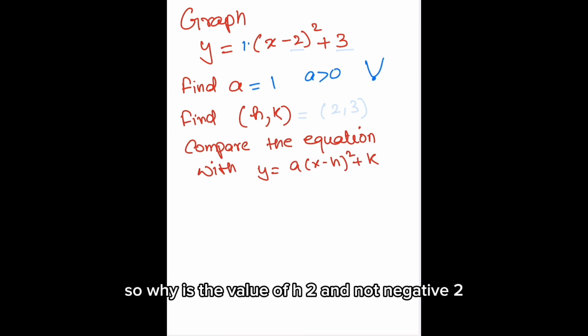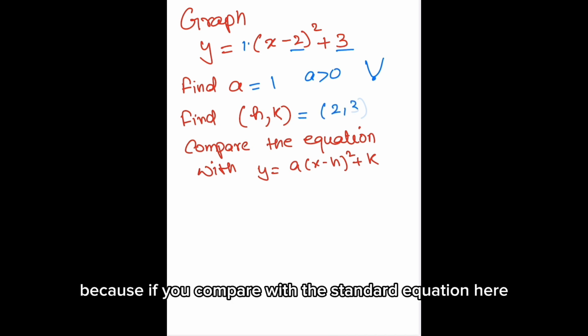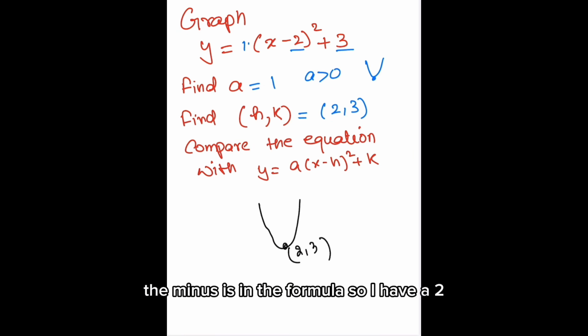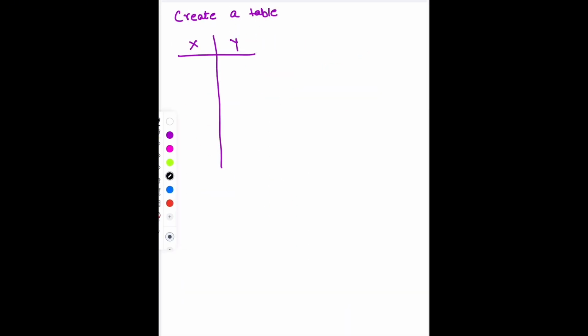So why is the value of h 2 and not negative 2? Because if you compare with the standard equation for the vertex form, the minus is in the formula. So I have a 2, and h will be just 2.